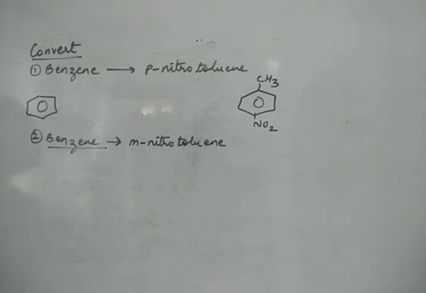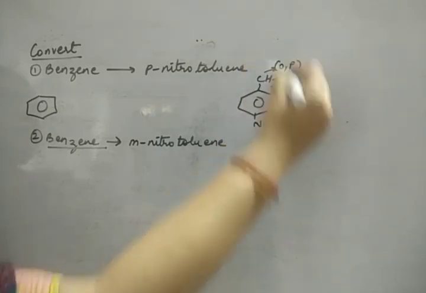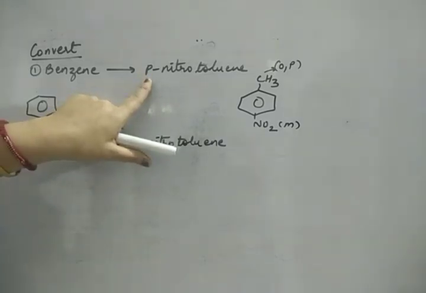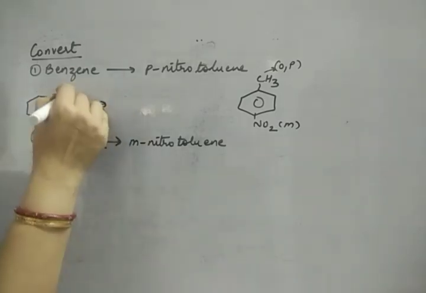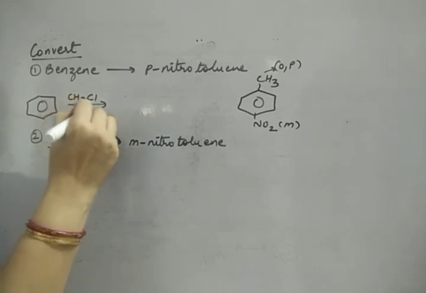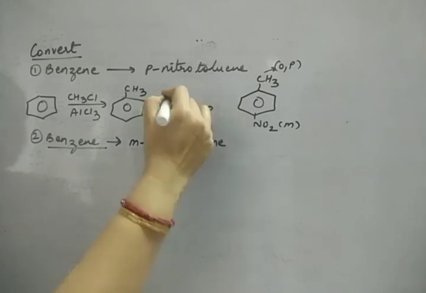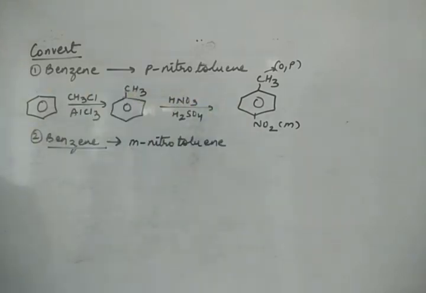Now first, which group is introduced? These are two different groups, the methyl group is an ortho-para director and the nitro group is a meta director. Now which group should be introduced first? Since we have to make the para product, first introduce that group which is ortho-para director. So first CH3 group is introduced. Now nitration is done, that is HNO3 and H2SO4. Since CH3 group is ortho-para director, I will get ortho product as well as the para product.